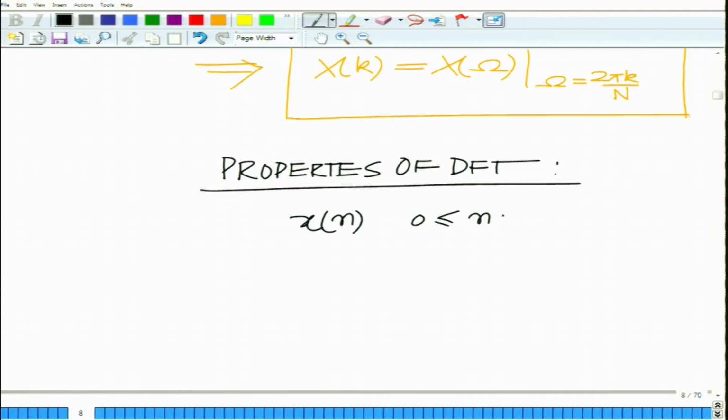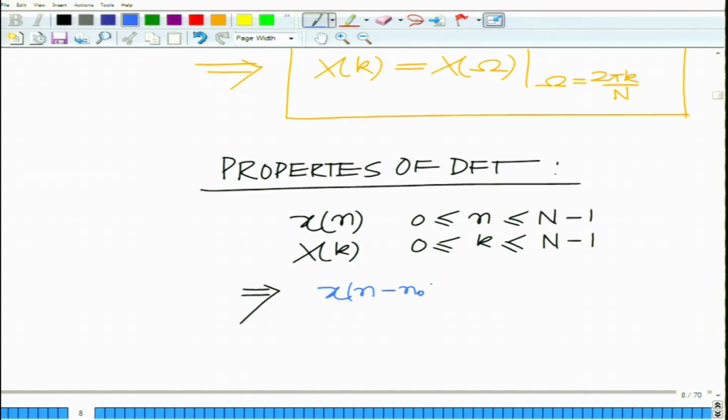Now, we have x[n] for 0 ≤ n ≤ N−1 and X[k] for 0 ≤ k ≤ N−1. N and k are restricted. Of course, when we consider x[n − n0], it might go outside the range of 0 to N−1. So, all such things can be restricted to modulo N in this scenario. What we mean when we say x[n − n0] in this case is that n − n0 has to be interpreted modulo N, where N is the total number of samples.